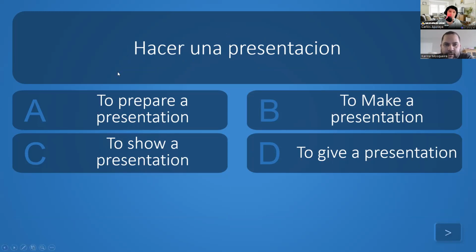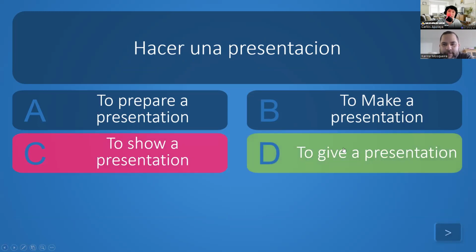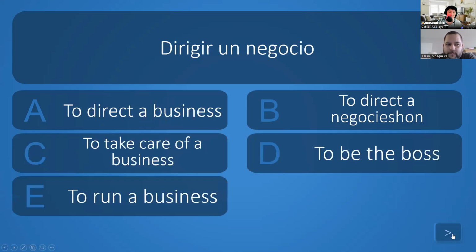To show a presentation. To give a presentation, for example, hoy voy a exponer sobre el dolor de cabeza. Today, I will give a presentation. When you create the presentation, I mean your slides, whatever that you create, you can use make a presentation. Cuando creas las diapositivas, tus papelotes, you make. But when you start talking, you give a presentation.